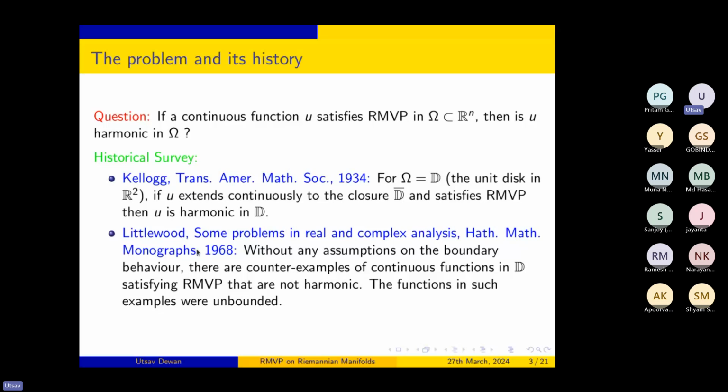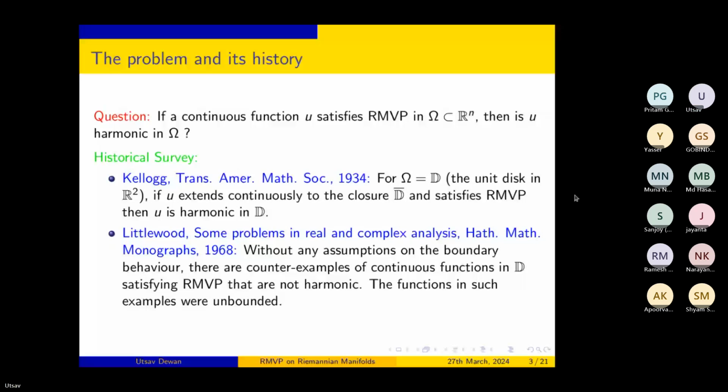But Littlewood actually has some counterexamples. Without any assumptions on the boundary behavior, there are counterexamples of continuous functions in the unit disk satisfying RMVP that are not harmonic. It is continuous inside and satisfies RMVP, but if you don't have any boundary behavior assumption, then there are examples of such functions which are not harmonic, yet satisfy all these properties. These counterexamples of Littlewood had a specific property: the functions were unbounded.